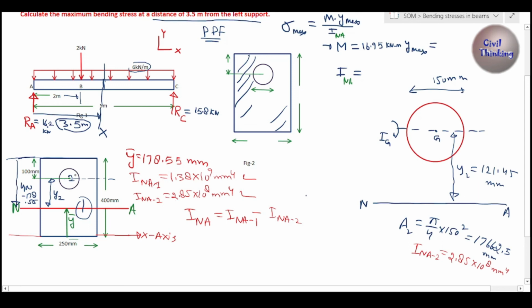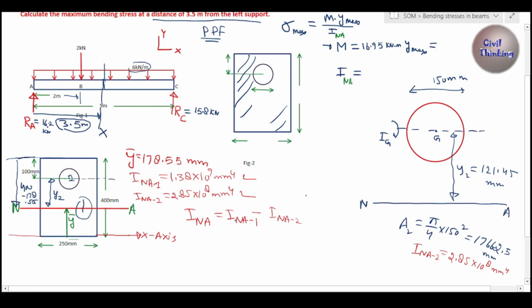Keep in mind, if 2 was about its own axis and the moment of inertia of 1 was about its own axis, then they would not subtract. Because the moment of inertia of both 2 and 1 are about the neutral axis, that's why they can be subtracted, because they have a common axis.